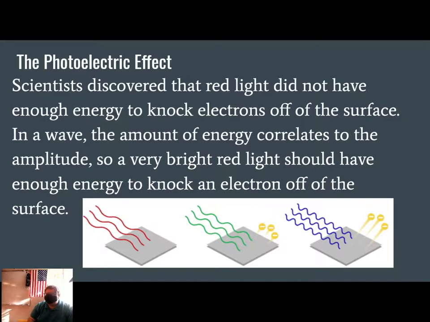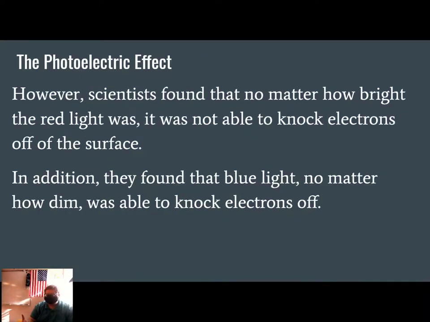So let's think about it: if you were going to use a red light, how would you give it more energy? Well, you just make it brighter, of course. Get more light. Increase the amplitude is what we'd say in terms of waves. Increase the amplitude of the light. Make it brighter. So they did that. They got the red light, turned it up as high as they could. Still no electrons were knocked off. No matter how bright they made the light, no electron was ever knocked off of the surface. The charge was still held there.